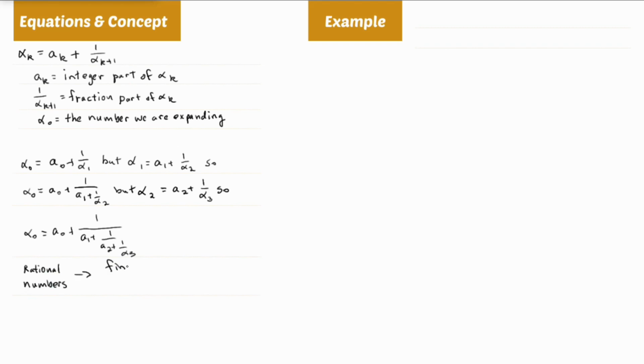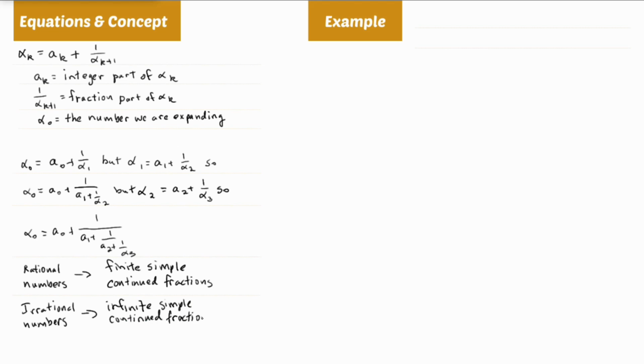We'll obtain a finite simple continued fraction. We'll see this in an example soon. But if the number we're expanding is irrational, then the process never ends. When irrational numbers are represented as simple continued fractions, they are infinite simple continued fractions. We'll see examples in other videos. As our example in this video, we'll expand a rational number, 170 over 39, into a simple continued fraction.